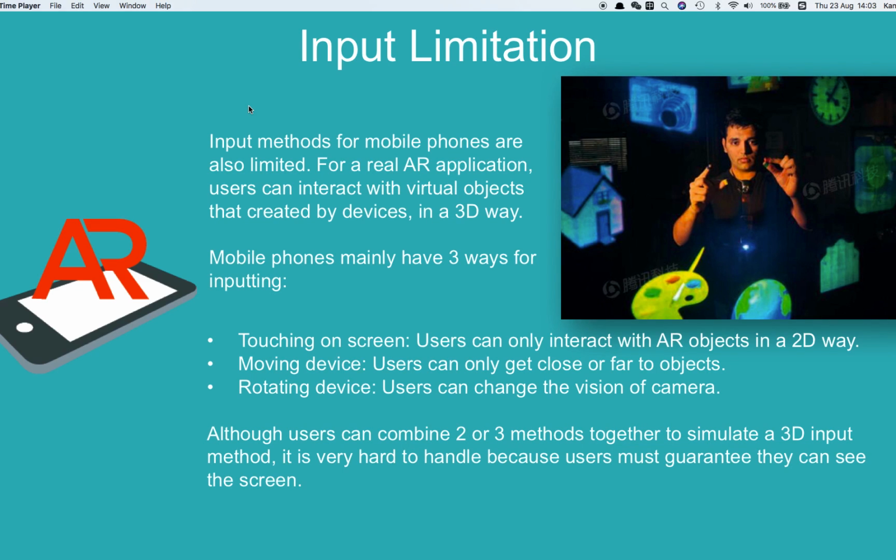AR needs a way to interact with 3D objects in 3D worlds, but mobile devices like phones only have limited input methods, such as touching the screen, which is a 2D operation, or moving or rotating devices. Although users can combine two or three methods to simulate a 3D input method, it is still very hard for users to handle as users must keep the screen in front of their eyes.